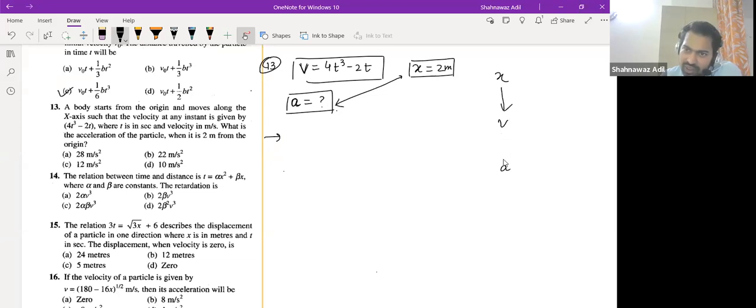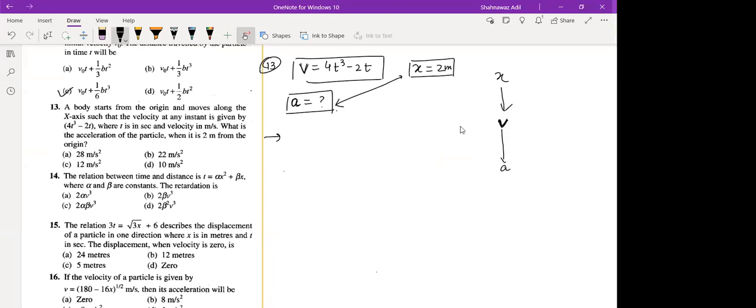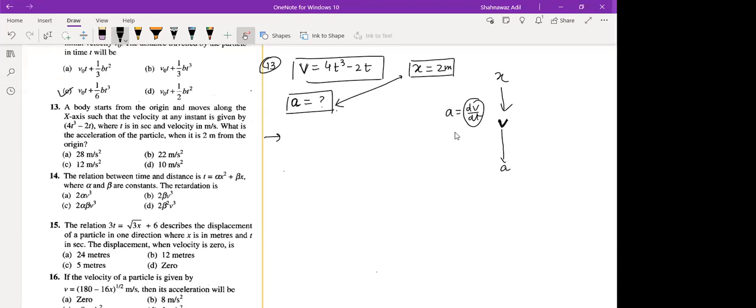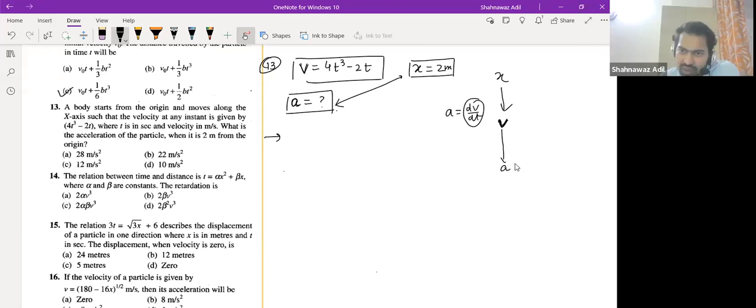So when we calculate acceleration from velocity, what do we do? dv by dt, right? We differentiate when we want to calculate acceleration, right, Rishita? Yes, sir. And when we want to calculate velocity from acceleration, then we integrate. So remember that when we go upward, we integrate, and when we go downward, we differentiate. So always remember.